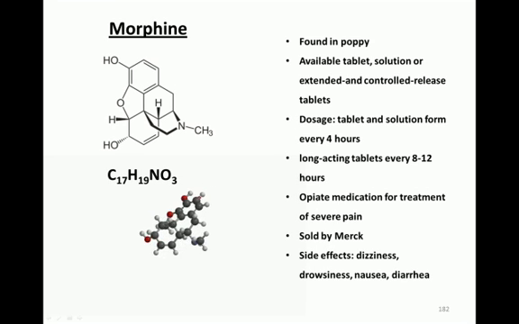Morphine. Morphine is found in poppy. It's an opiate medication for the treatment of severe pain, and it was sold by Merck.